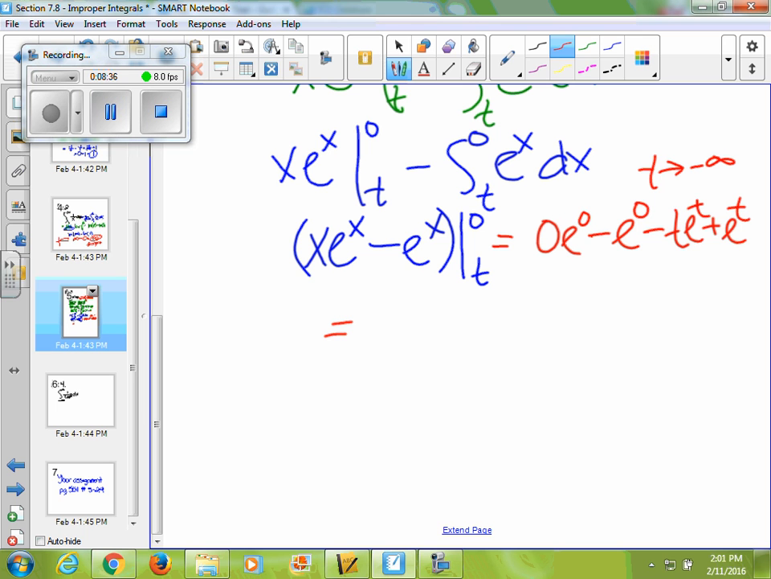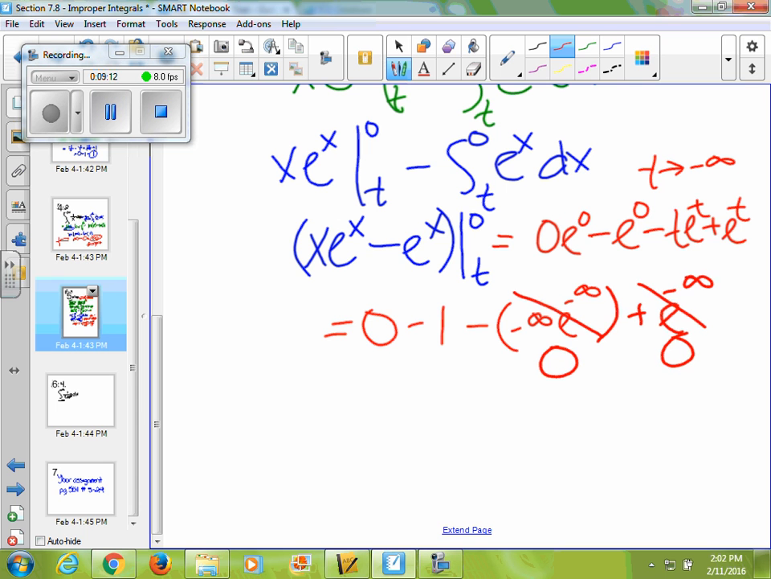0 times e to the 0 is just 0. What is e to the 0? 1. Okay, if I keep going then, this is like negative infinity times e to the negative infinity. So what is e to the negative infinity? 0. So this becomes 0 plus e to the negative infinity, which is equal to 0.